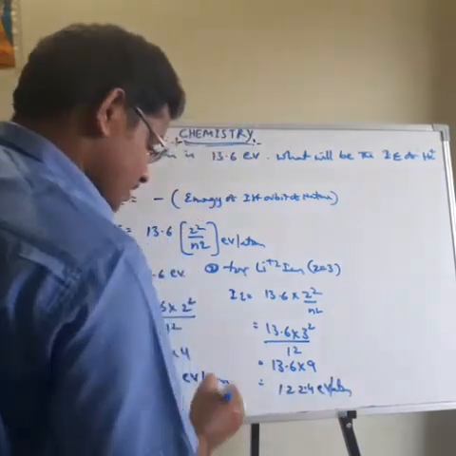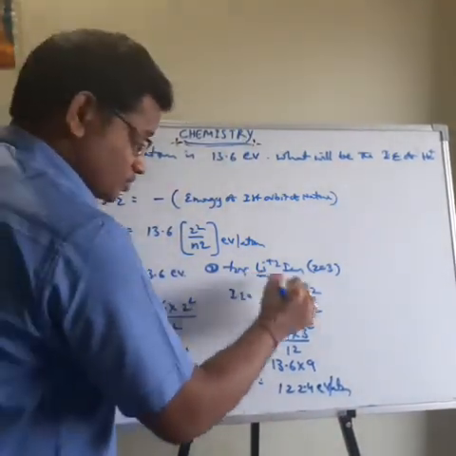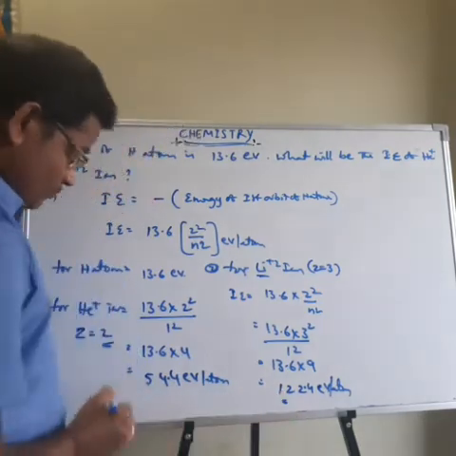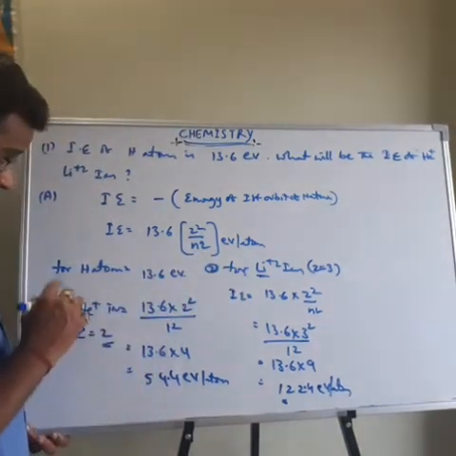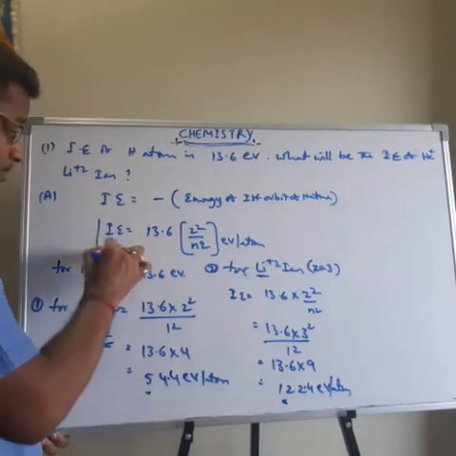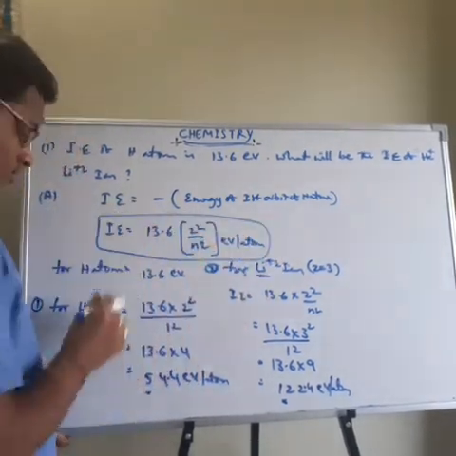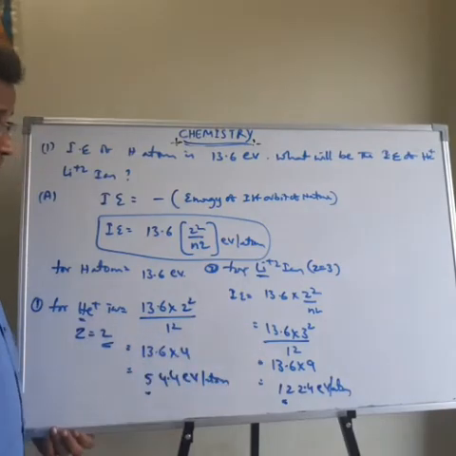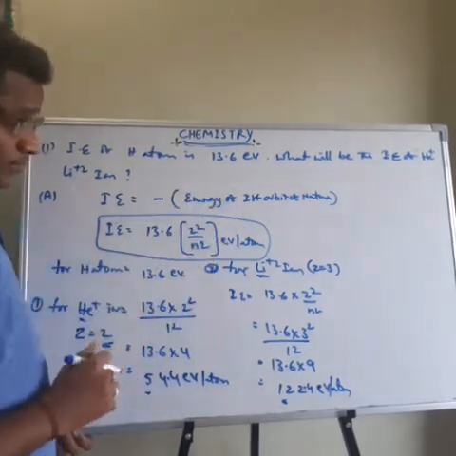So this is the ionization energy of the Li2+ ion, the first orbit of Li2+ ion. The ionization energy of the first orbit of He+ ion is also this one. By using this formula we are getting this value. In case we use the other formula, then what happens?